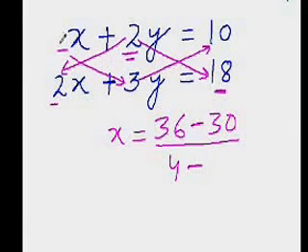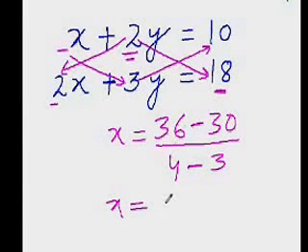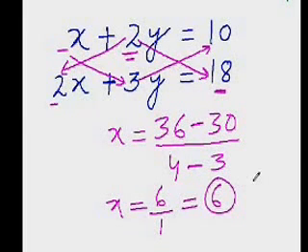Since there is no number there, it is 1. So 1 times 3 is 3, isn't it? So the answer is 36 minus 30 is 6, and 4 minus 3 is 1. 6 over 1 is nothing but 6. So x equal to 6.